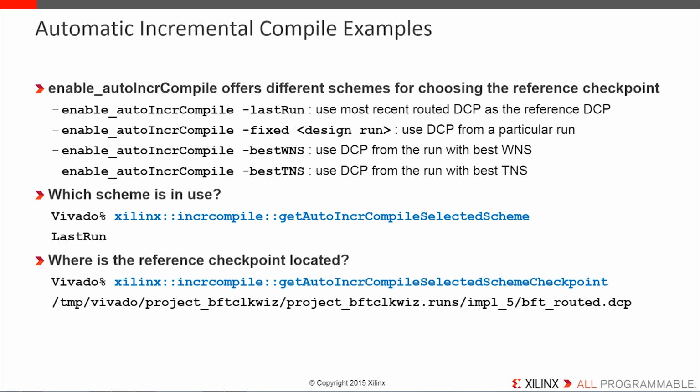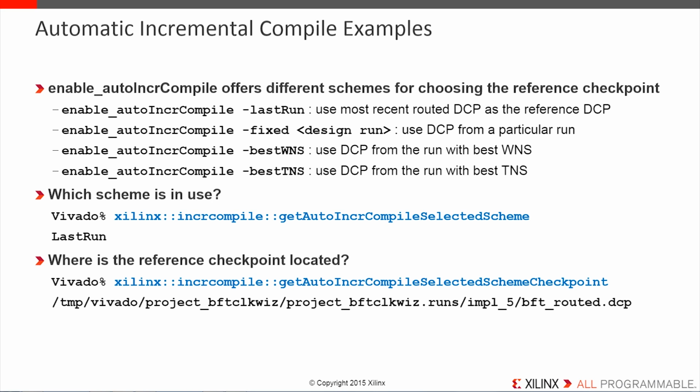Here are a few other quick examples. We mentioned earlier that Automatic Incremental Compile can be enabled with different schemes by specifying an option. Last run we already covered, which means use the latest routed DCP as a reference. The fixed scheme uses the routed DCP from a specific run by specifying the name of the design run. Best WNS and Best TNS choose the runs which have the best WNS and TNS respectively.